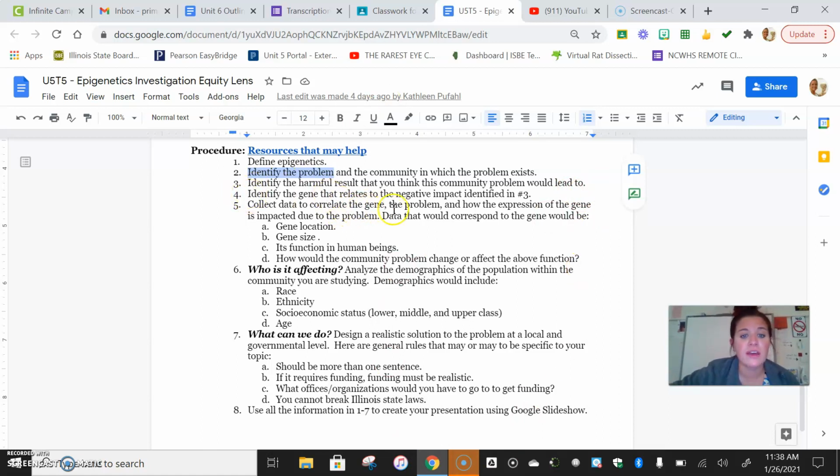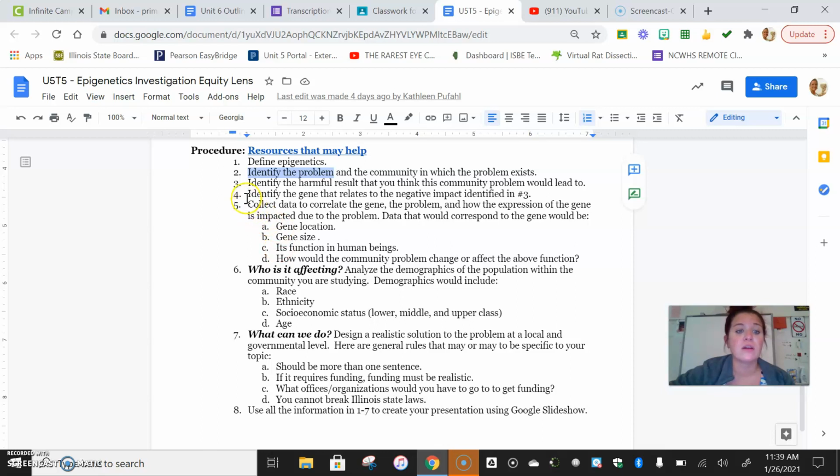Identify the gene that relates to the negative impact identified in number 3. So each gene in human DNA has a name. So you're going to need to do some research here on the Google machine to figure out the name of the gene that obesity might relate to. Collect data to correlate the gene, the problem, and how the expression of the gene is impacted due to the problem. Data that would correspond to the gene would be where the gene is located in your DNA, the gene's size, how it functions in human beings, and how the community problem would change or affect its function.